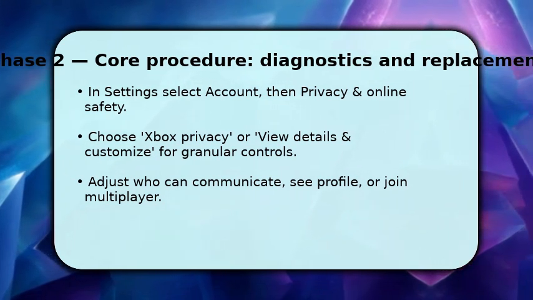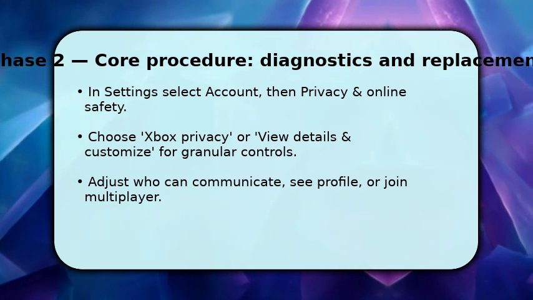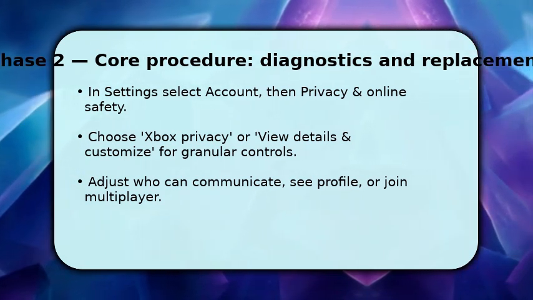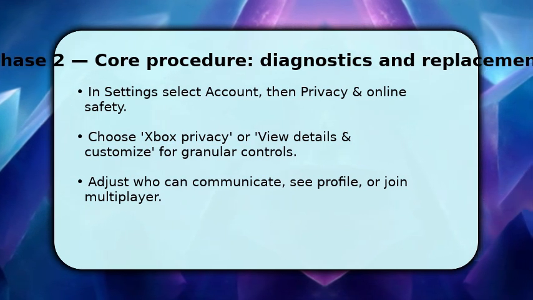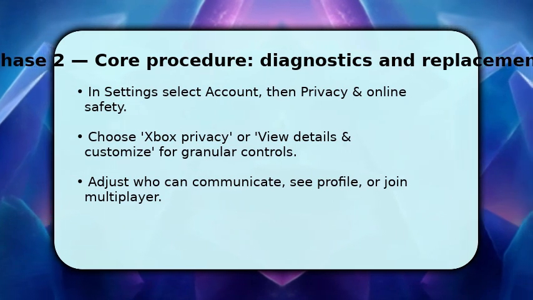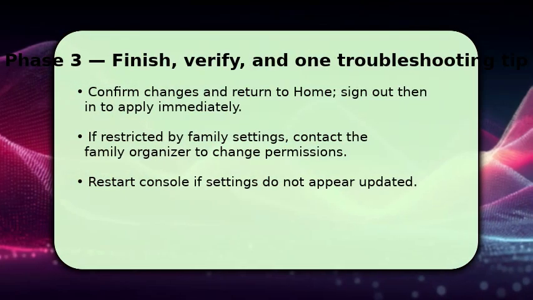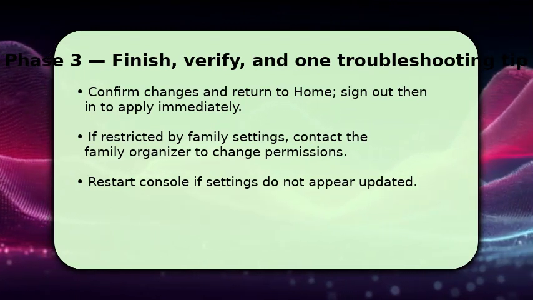Make changes for who can communicate with you, who can see your presence, and multiplayer permissions. As you toggle options, think about balance between privacy and social play. When done, finish by confirming changes inside each privacy category, then back out to home. Once done, sign out and sign in again to make sure the new settings take effect immediately.